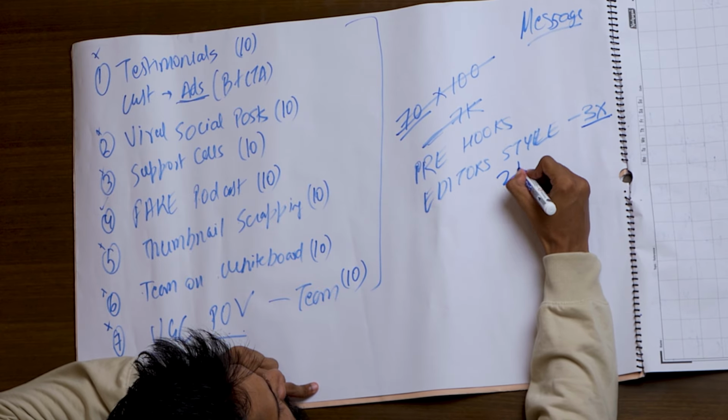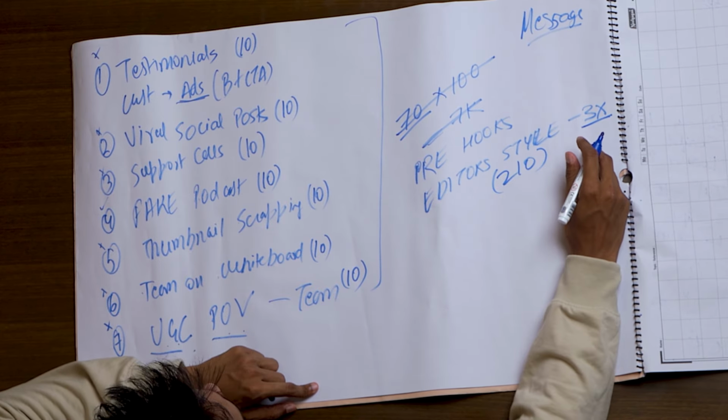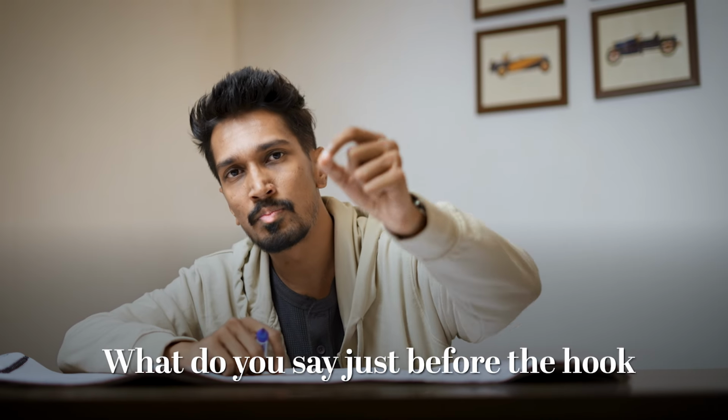That means this would give result into 210 different variations of hooks. And the last part is pre-hooks. Pre-hooks are nothing but hooks ke pehle ke hooks. That means what you say just before the hook matters even more because that's the first 3 seconds.